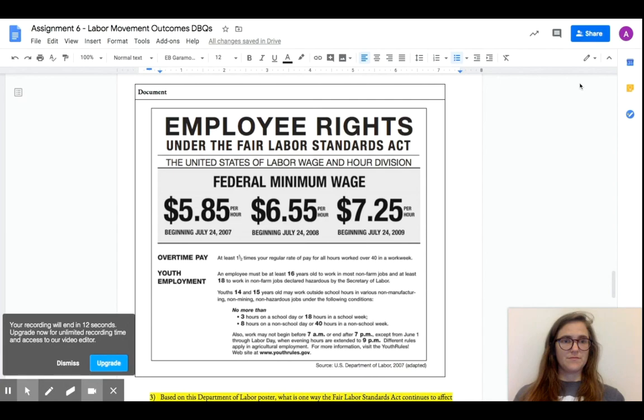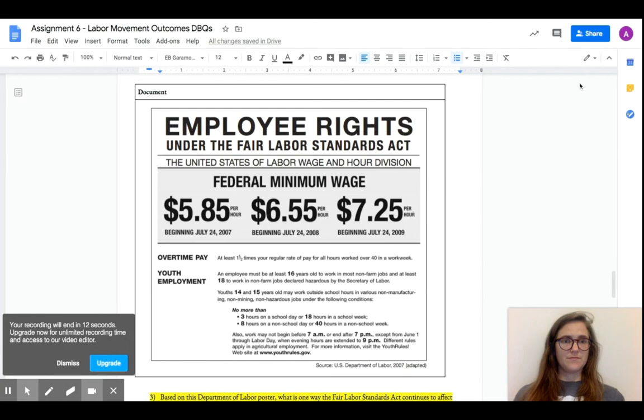Okay, your last document is about immigrants in the workforce. So there's kind of two documents that go together here, and the question is, according to the documents, what is one difference between immigrant workers and U.S.-born workers in the United States today?